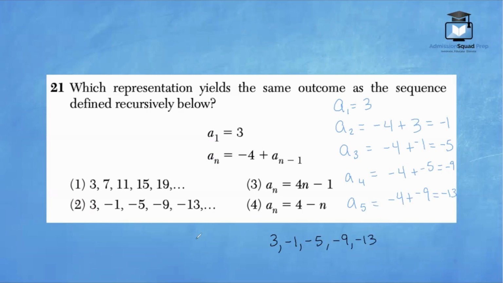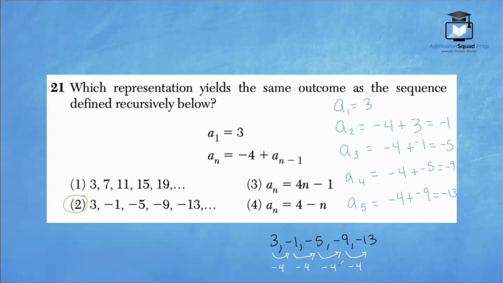This sequence mirrors the information in answer choice 2. So that is our correct answer. If we wanted to express this as an explicit function, we would need to determine how the numbers are changing. So to go from 3 to -1, you should see that the numbers are going down by 4. Then -1 to -5, again, down by 4. Then -5 to -9, down by another 4. So we can see that there is a constant rate of change of -4.